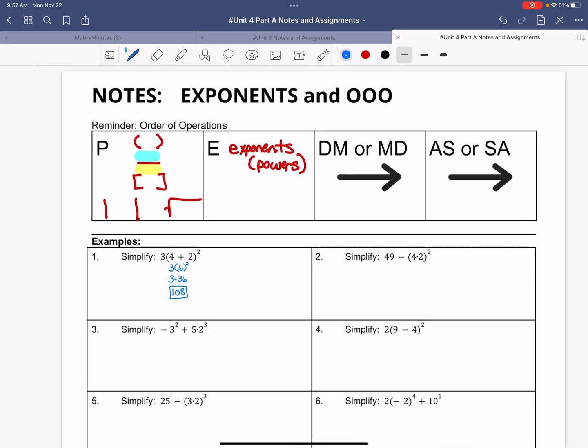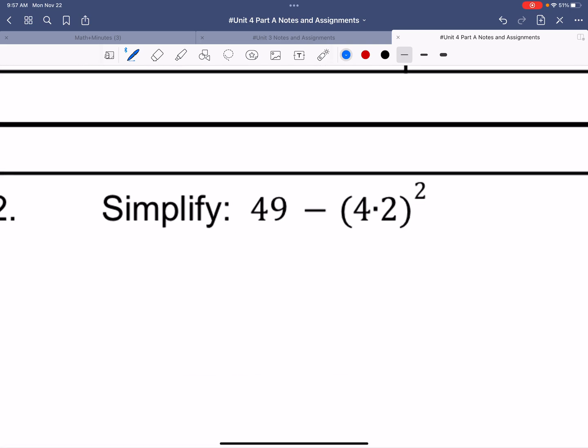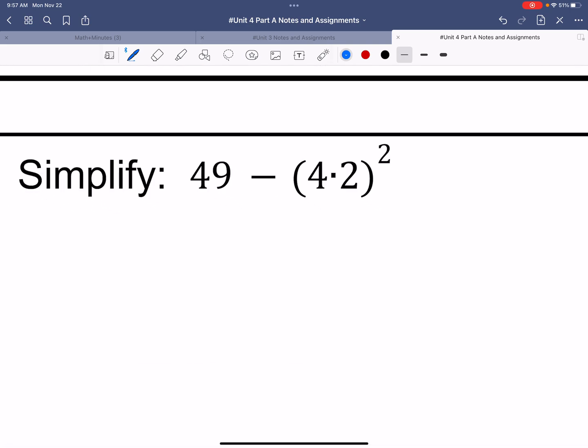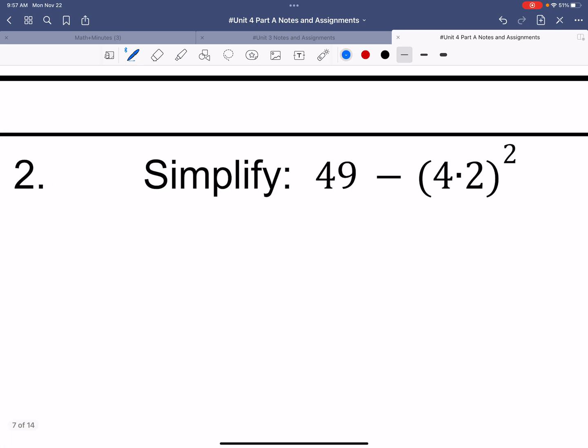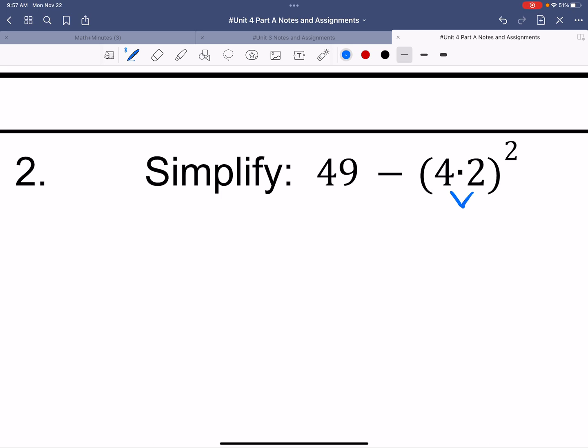Okay. Next one. Travis, tell me what I need to do on this problem. What's the first thing I need to do on number 2? 4 times 2 is exactly right. I want to do 4 times 2 because I'm doing what's inside the parentheses first. 4 times 2 gives me 8.